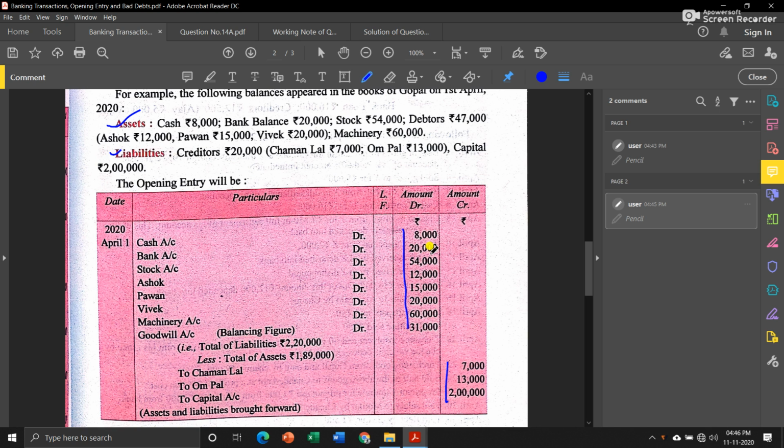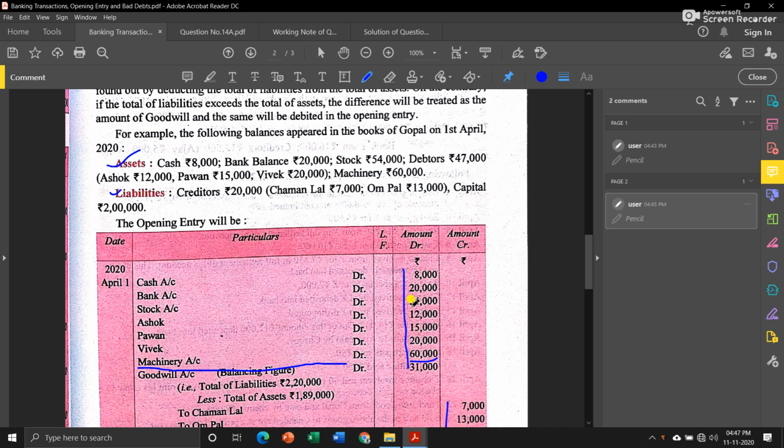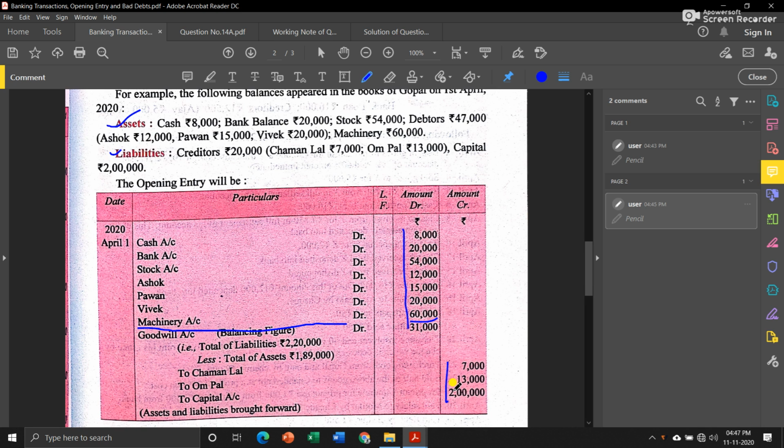Now see, after this goodwill, we got assets still here. Remember that we have assets still, machinery, from our question. After writing till machinery, you will find out the total of the debit column as well as the credit column. Now in some cases what happens is that the asset side is lesser than the credit liability side.